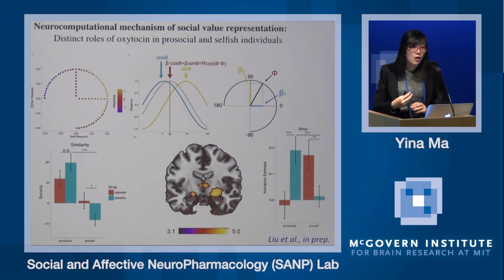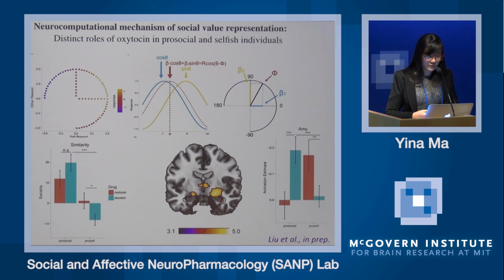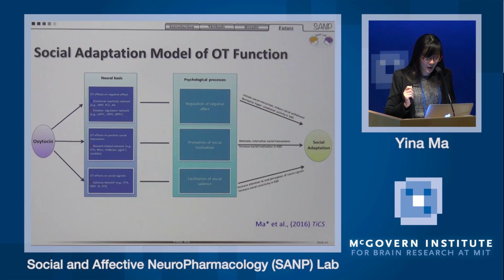So all those studies I mentioned lend further support for the social adaptation model. And our group would go further along this line by considering the mental disorder, computational modeling, and also its relationship to other molecules in this process.